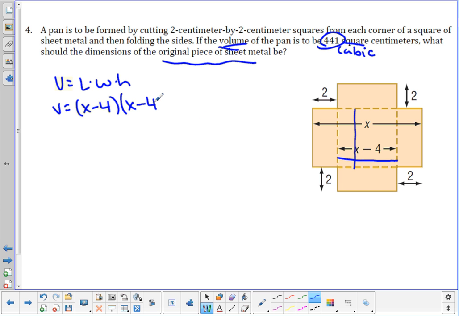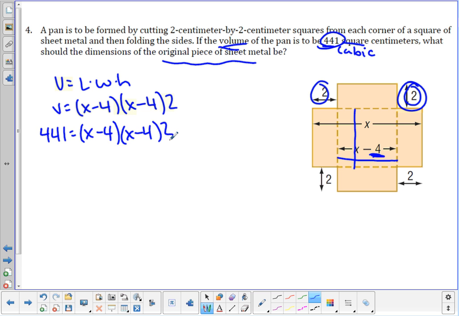And by the way, that x minus 4 comes from having a length that is x and taking 2 centimeters off of each side because those are the pieces you're going to fold up. So take 2 off of each side, that's taking 4 off of the whole length. Then the height comes from what did we take off the side? We took off the side a 2. So those are the 3 dimensions of the pan. The other thing that I know is that the volume is 441. So I have 441 equals x minus 4 times x minus 4 times 2.